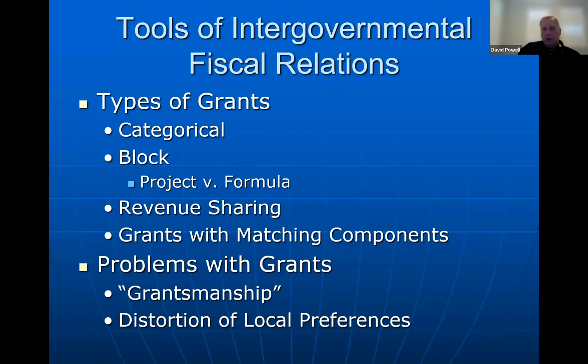General revenue sharing was initiated in the Nixon administration, and it was abolished in 1986 by the Reagan administration. So we no longer have federal general revenue sharing. And the reason why Reagan abolished it was not that he disagreed with it. He agreed with the concept of giving a lot of flexibility and latitude to state and local governments. The problem was just a functional one in that we didn't have any revenue to share.